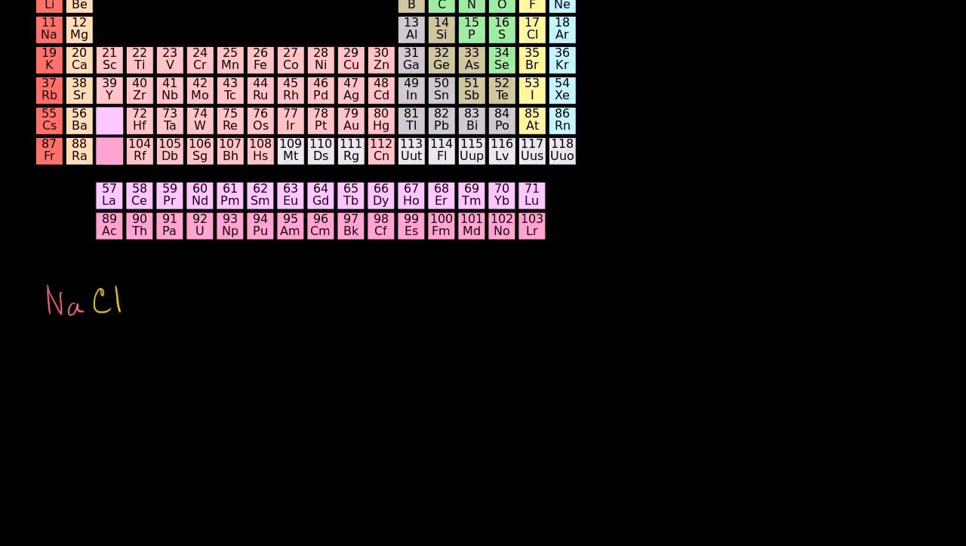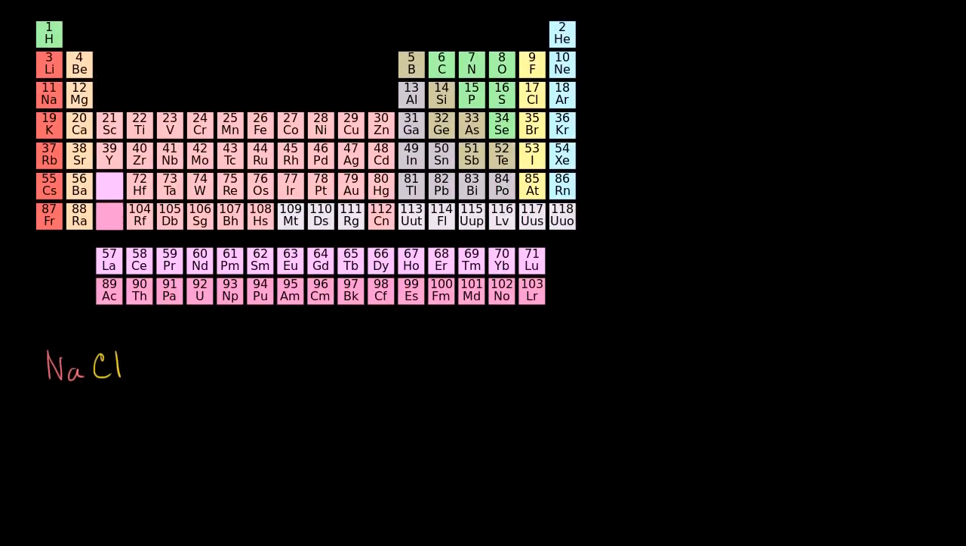Let's think a little bit about the molecule sodium chloride. If we look at the periodic table right over here, we see that sodium is a group 1 element. It's an alkali metal. It has one valence electron. It's also not too electronegative. It's sitting here on the left-hand side of the periodic table.